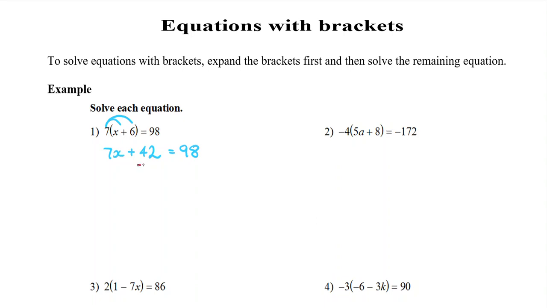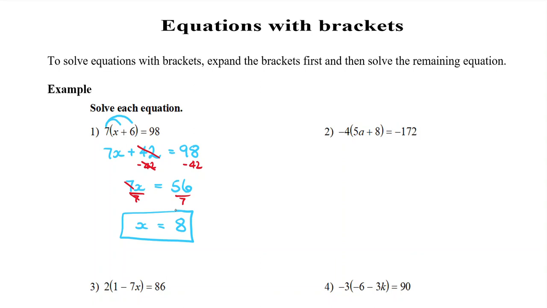Yes, so let's go minus 42 to get rid of that. And then we write down what's left. I have 7x equals 98 minus 42 is 56. Good. All right, the second step is to get rid of the 7. How do we do that? Yep, divide 7. And x equals 8. Very good.